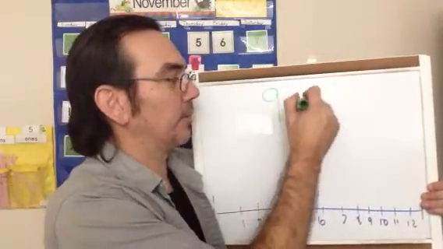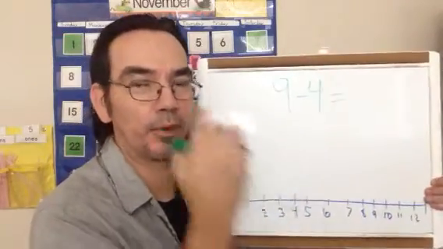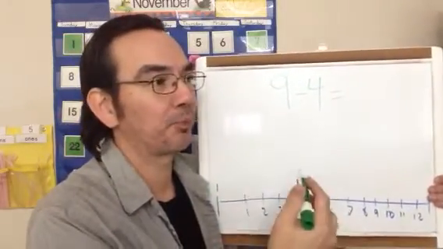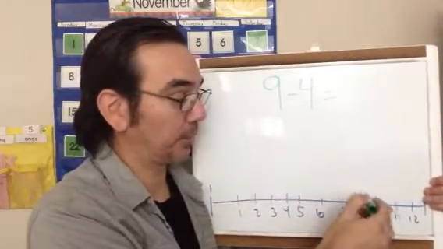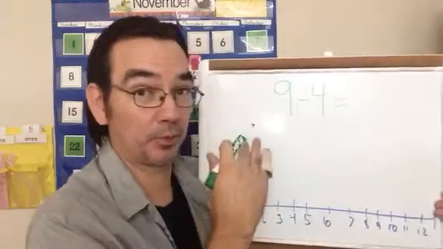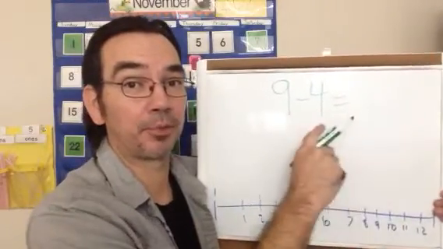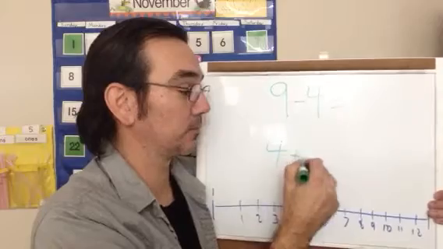Let's have 9 minus 4. 9 minus 4, right? If we want to, we can count back. You can start at 9, count back 4. Whatever you land on is your answer. If you'd rather count on, start at 4 and count on until you get to 9.